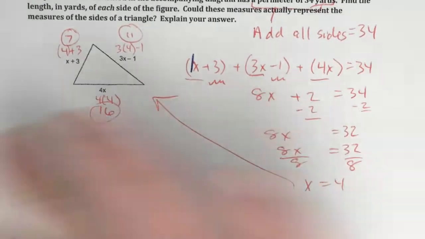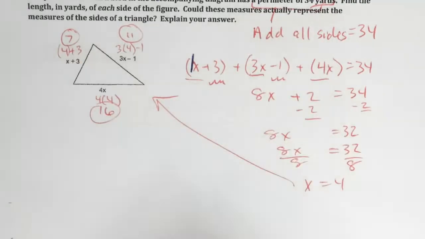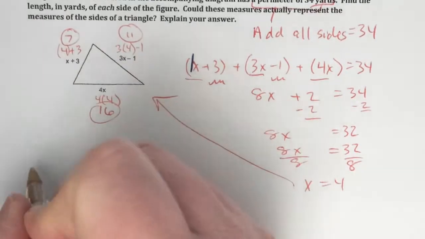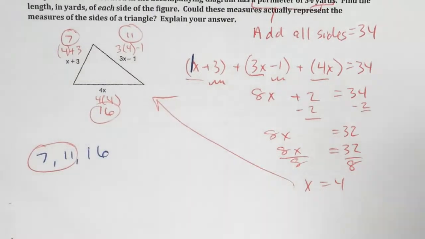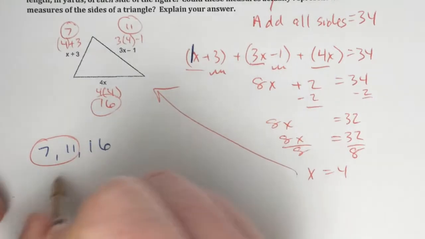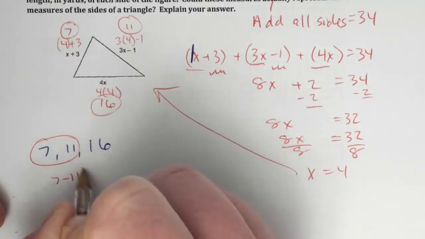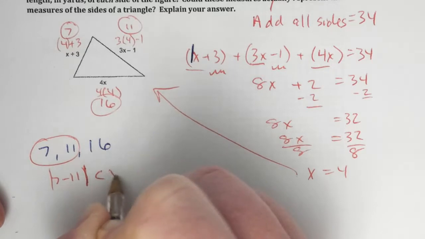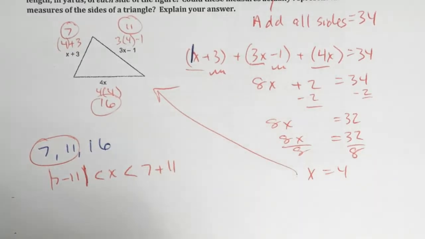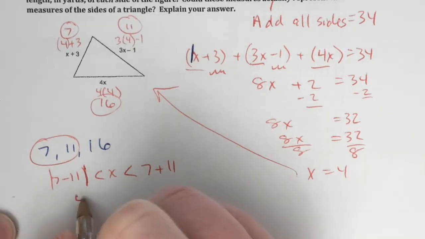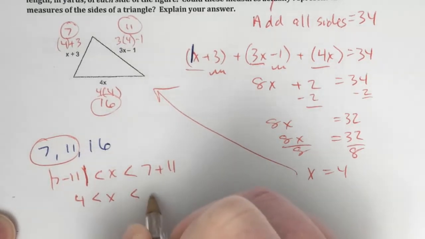Okay, so these are the sides that we got. Now, could these measures actually represent the sides of a triangle? So let's double check. So we have 7, 11, and 16. If I take these two first sides and subtract those two numbers, 7 minus 11, absolute value, is less than x, which is less than 7 plus 11. So 7 minus 11, I would get 4, because you always make it a positive, is less than x, which is less than, add the two numbers, we get 18.